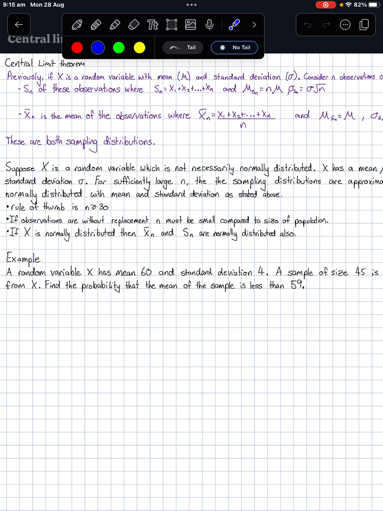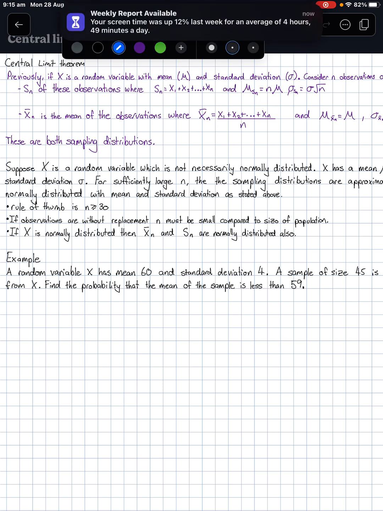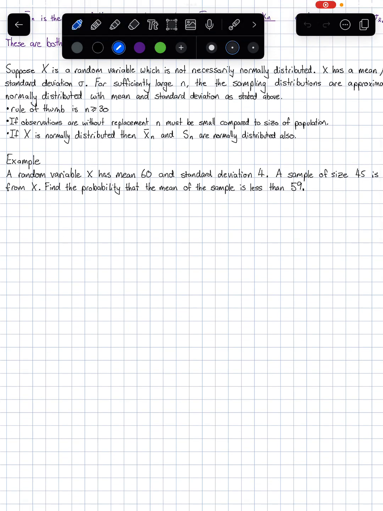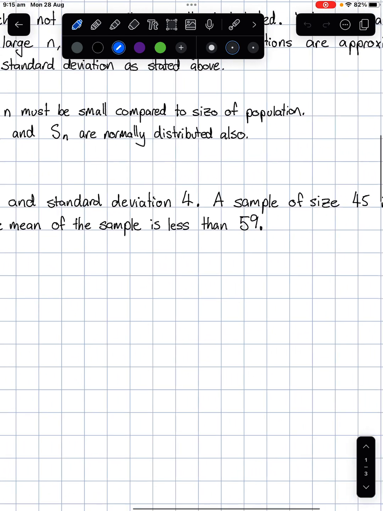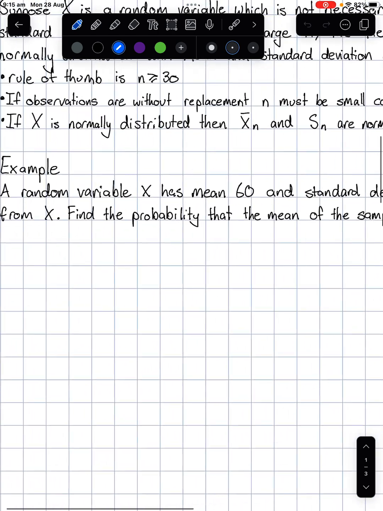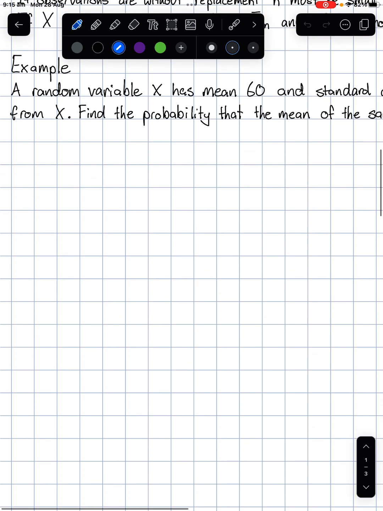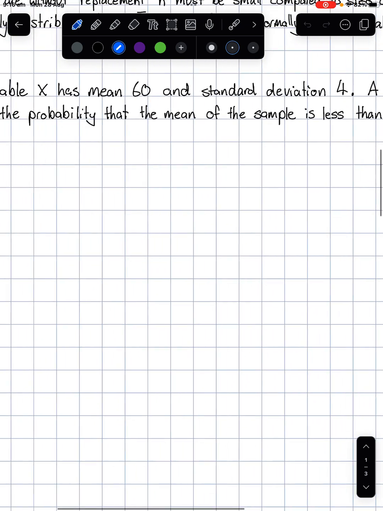So I'm going to go into an example now, and then we can deal with this later. A random variable x has a mean 60 and a standard deviation 4. A sample of size 45 is taken from x. Find the probability that the mean of the sample is less than 59.